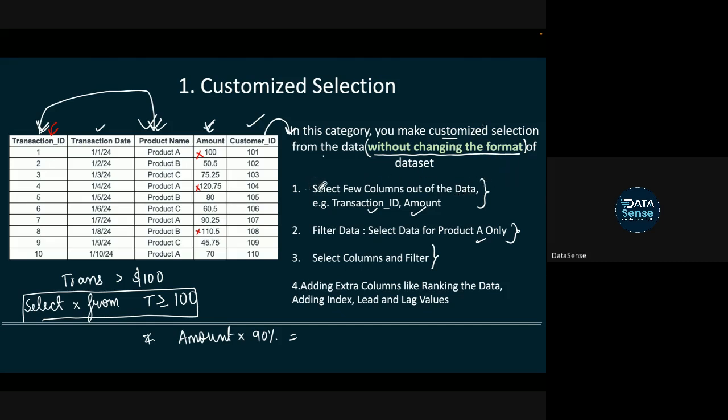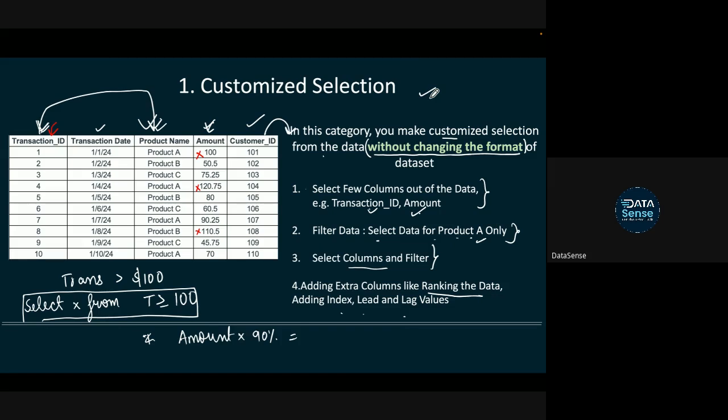For example, there's a question, select a few columns, let's say transaction ID and amount, or suppose select data for product A only, or make some dynamic selections, filtering. Or for example, those who know about ranking the data or adding lead lag values, what do we do there? We create additional columns. Okay, we do not change the primary key, right? So those types of questions are called customized selection. So far we have been doing questions where we were doing customized selection only, be it ordering the data, limiting the data, doing offset, right? We were not changing the primary key of the data. So this is one category of question.